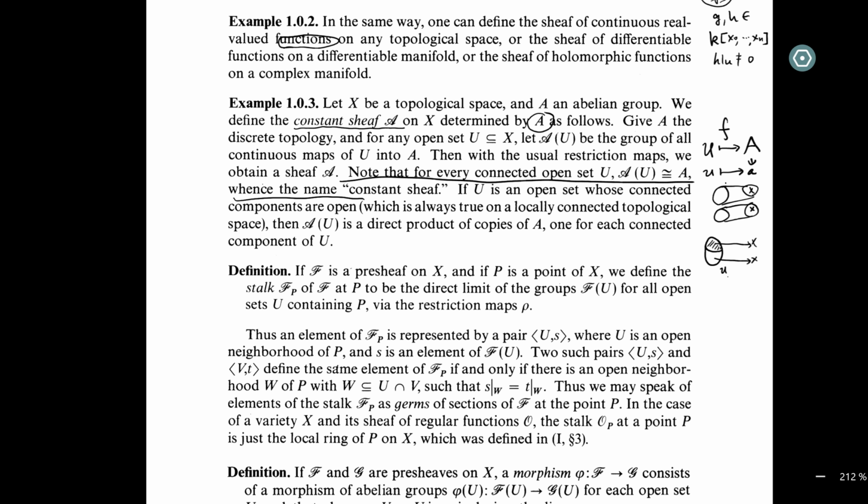If U is an open set whose connected components are open, which is always true on a locally connected topological space, meaning for any point you can always find a small open set which is connected, then it's just a direct product of copies of A, one for each connected component of U. So if U is like this with several connected components, the continuous function can map each of them to a point, the same or not.